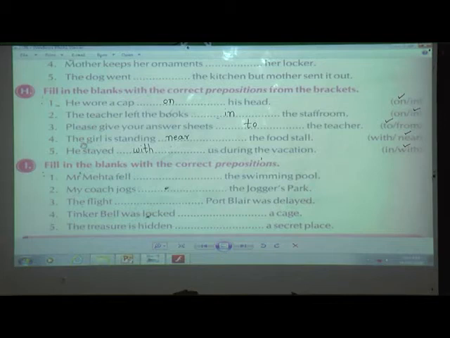Now here also we have to do the same, but what is the difference in exercise I? They have not given us any hint about which preposition you are going to use. So you have to read the sentence and see which preposition will fit in it. Okay, shall we start, students, with exercise I? Filling the blanks with the correct preposition.